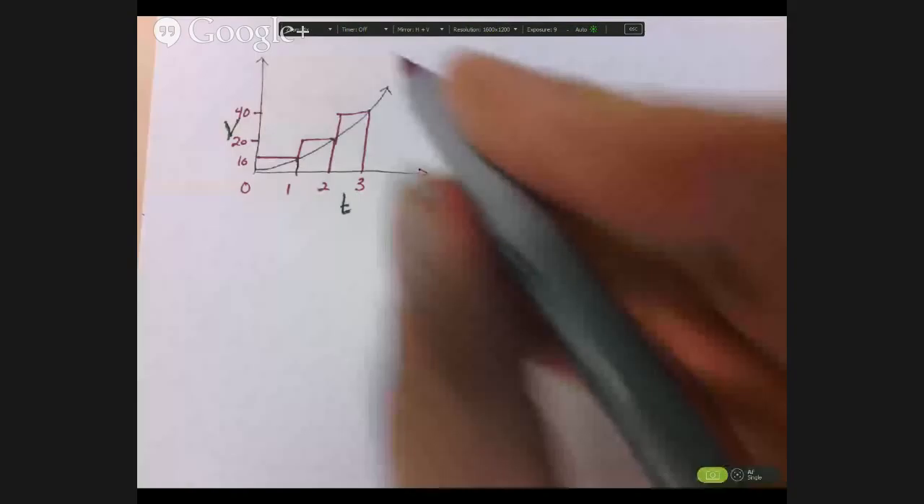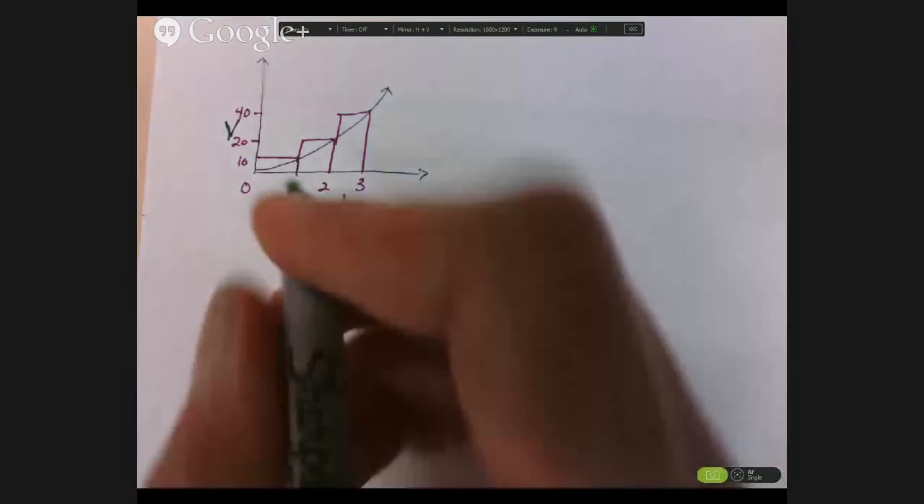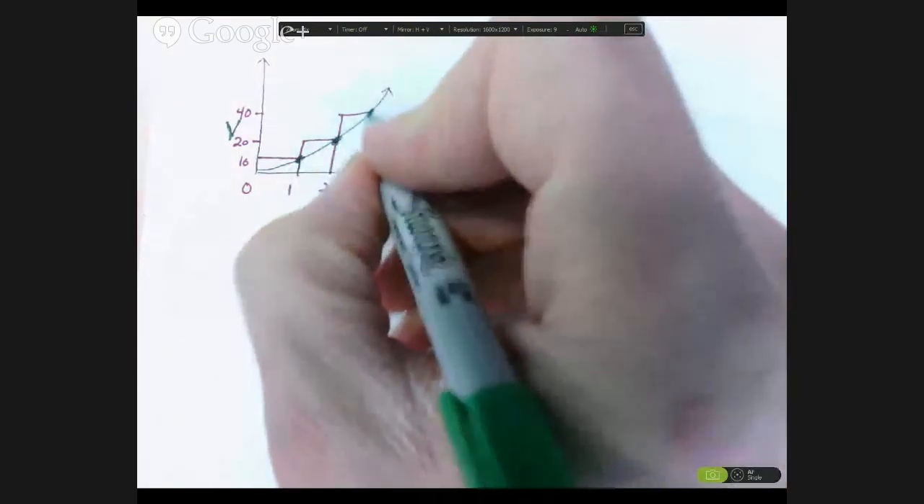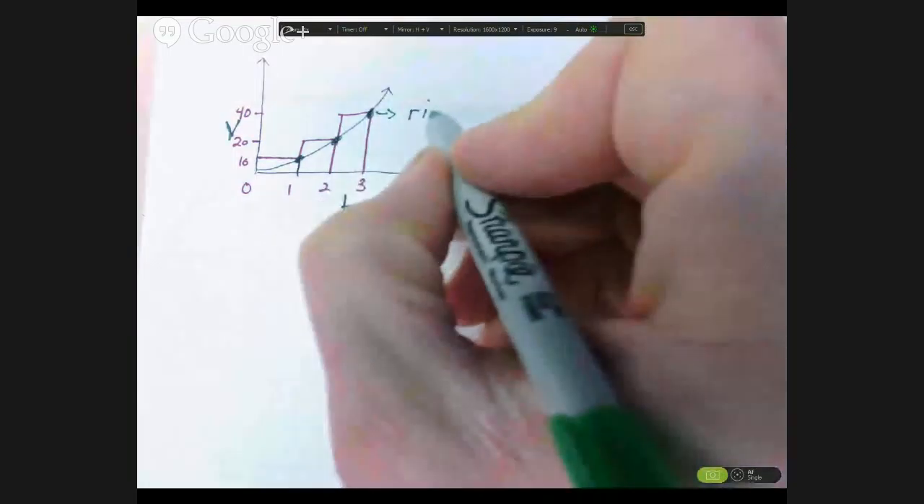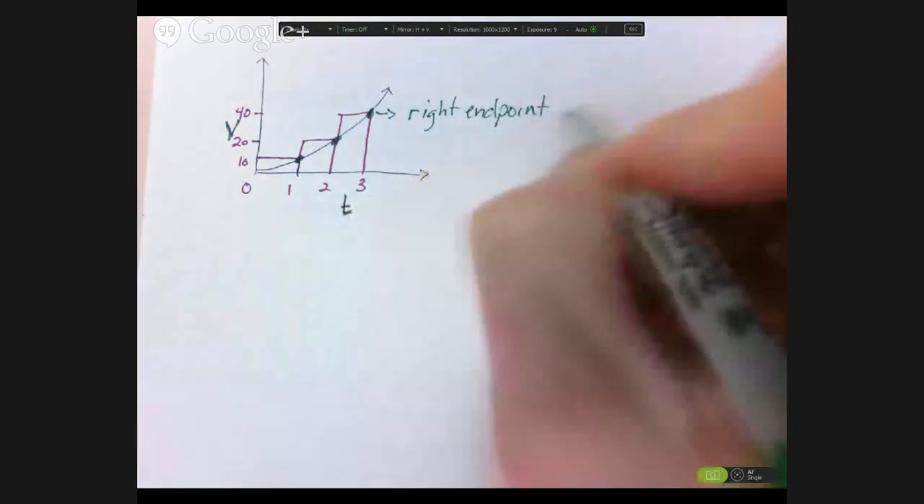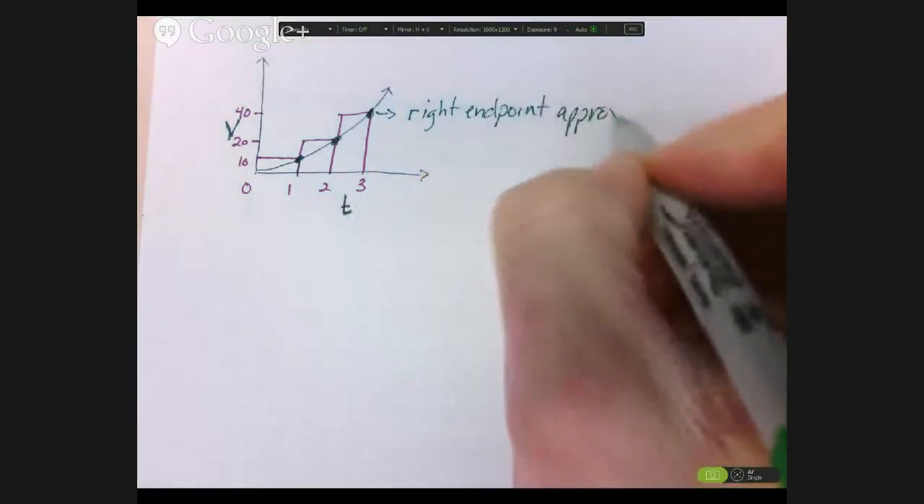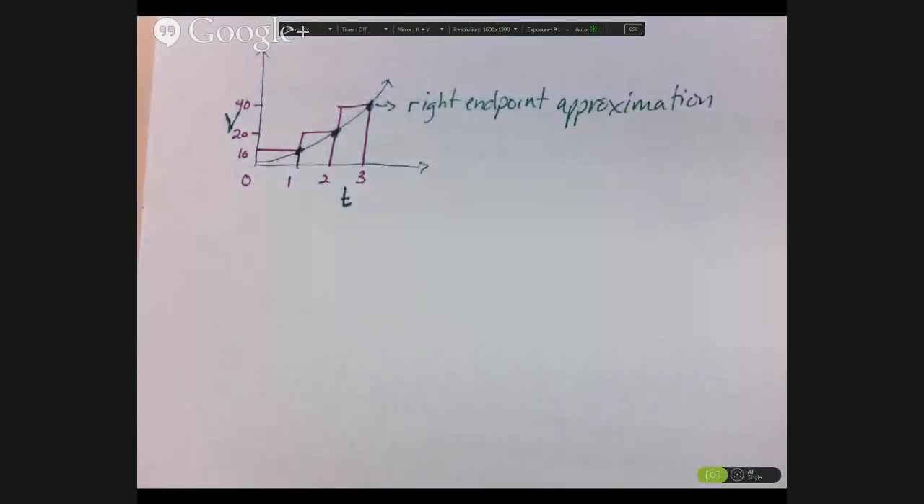Okay. These rectangles, this is key here. See how those are on the right side of the rectangles? Okay, this is called the right endpoint approximation. Okay, because the rectangles on the right side hit the graph. We're going to focus on the right endpoint today.